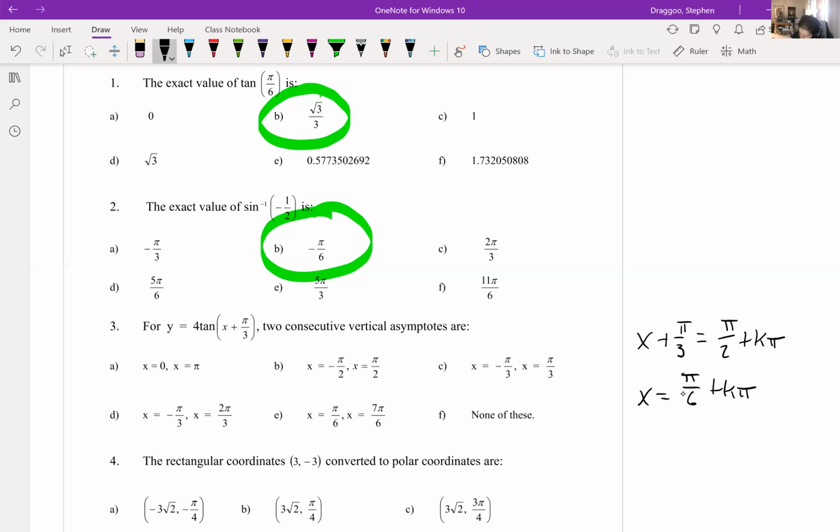And then we'll just plug in a couple values for k. So x is going to be pi over 6 plus 0.